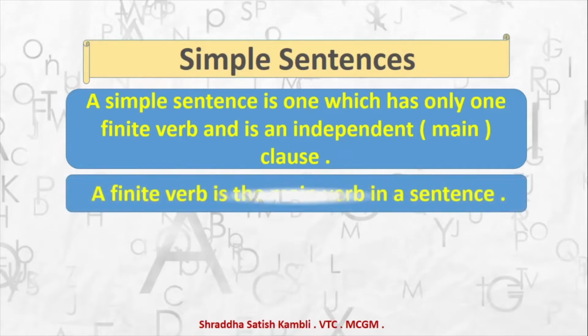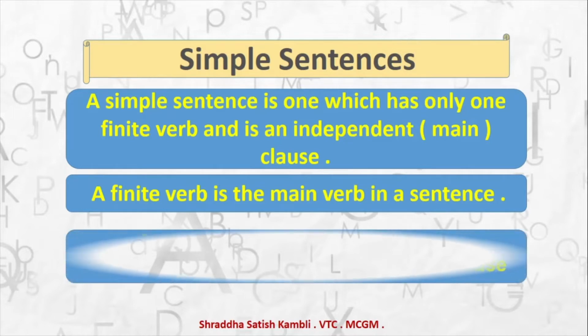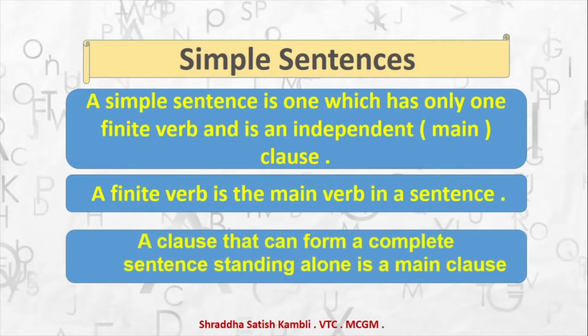See, a finite verb means what? The main verb in the sentence is a finite verb, and in a simple sentence you have just one main verb. You have just one finite verb. And also, a clause that can form a complete sentence standing alone is a main clause. So now we know what a simple sentence is, and we also know the meaning of finite verb and of a main clause. Children, in short, this is the meaning of a simple sentence. So you can also call independent clauses simple sentences.